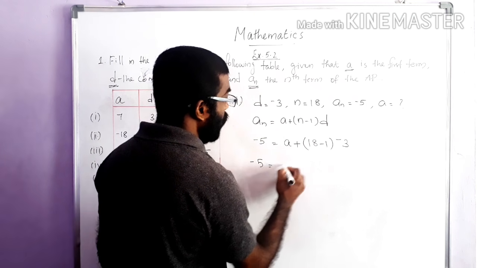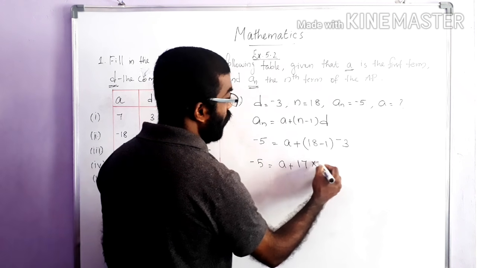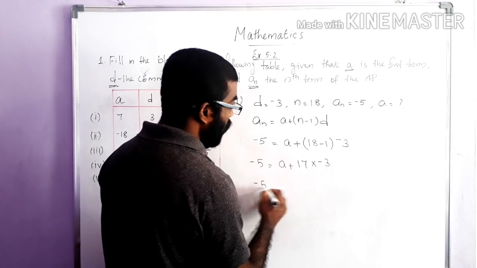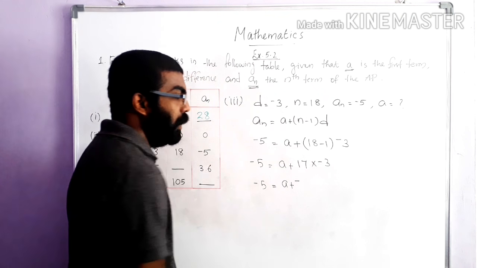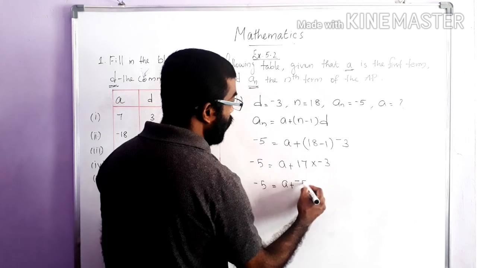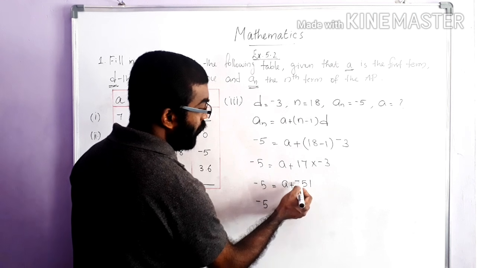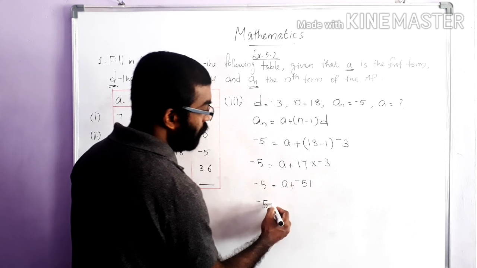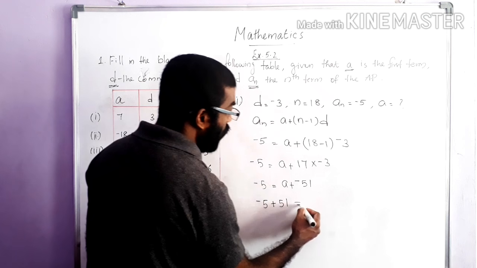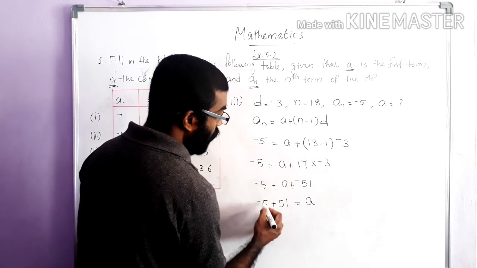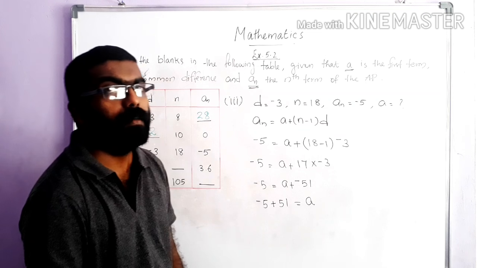So minus 5 is equal to A plus 18 minus 1, it is 17, 17 into minus 3. So minus 5 is equal to A plus 17 into minus 3. 17 into 3 is what? 51. Okay. That is minus 5. If you take minus 51 to the left side, it becomes plus 51. That is minus 5 plus 51, which will be equal to what? A. Minus 5 plus 51. Here the first term is negative and second term is positive.